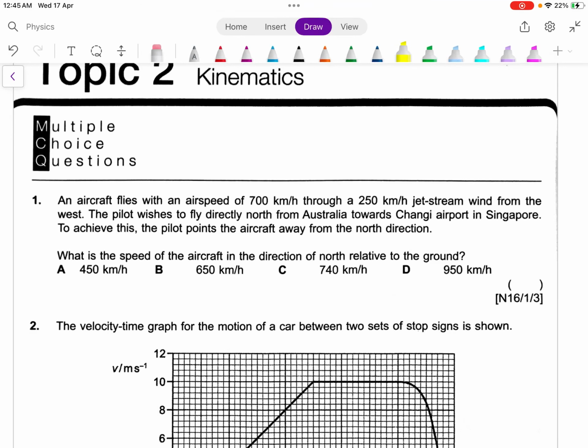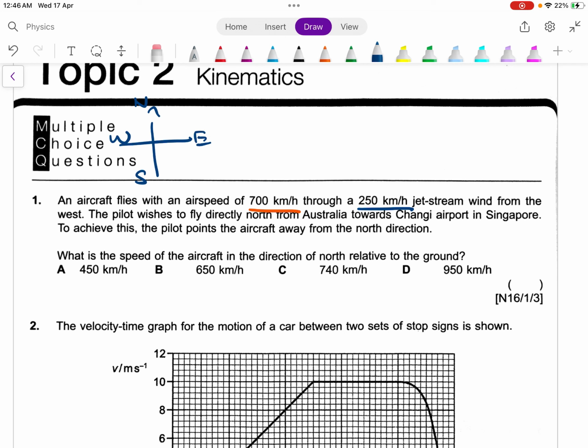Okay, so let's go through this 2016 A-level question. We have an aircraft flying with an airspeed of about 700 km per hour through a 250 km per hour jet stream wind from the west. So, for example, I draw the compass: north, south, east, west.